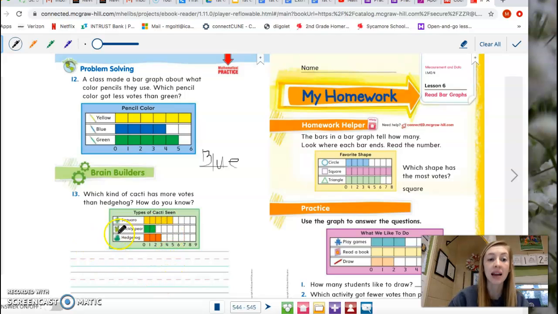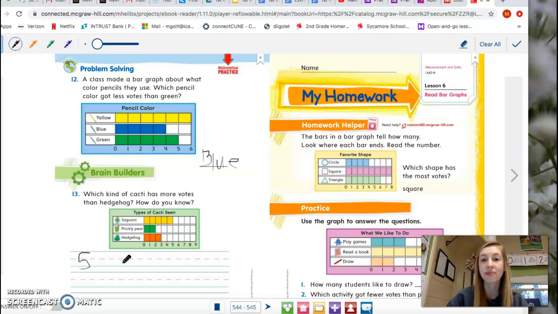You need to write that. We'll write the word saguaro. I'm going to abbreviate S. How do we know? It has more bars filled in. Write that on the blank. I'm not going to write it here on the lines. It'll take me just too long to do that with this mouse. But you need to write the saguaro. It has more bars filled in.